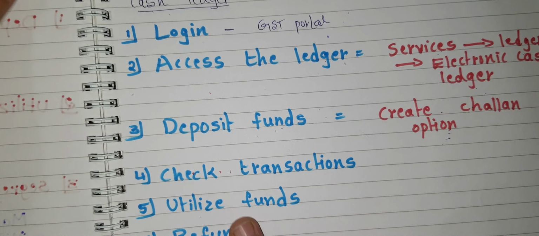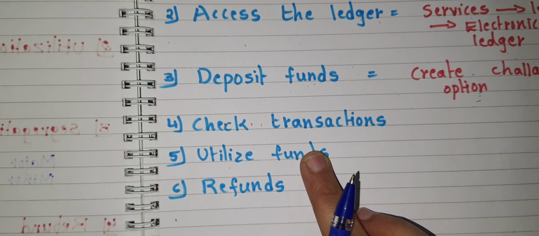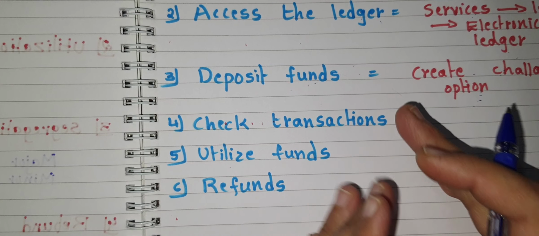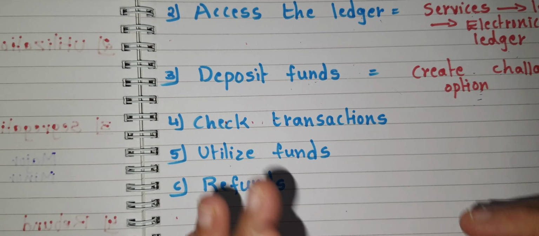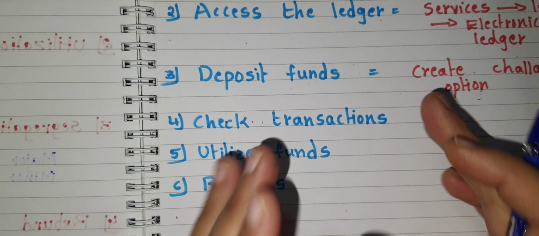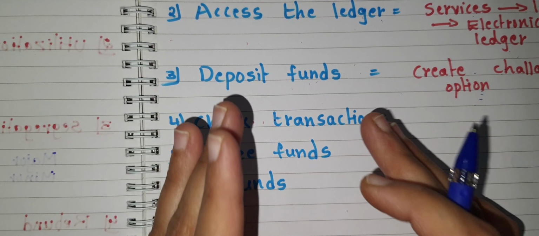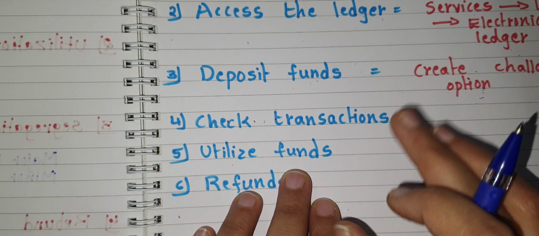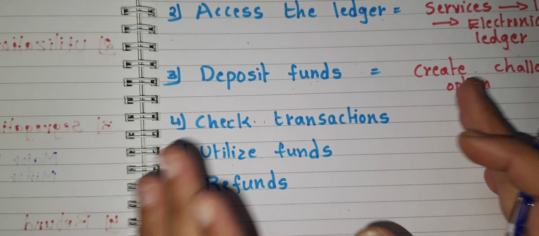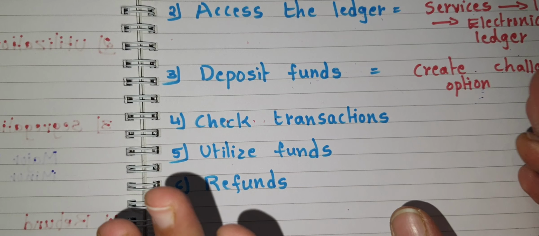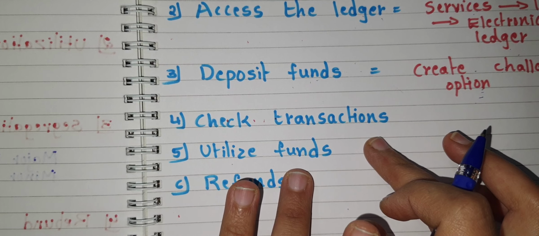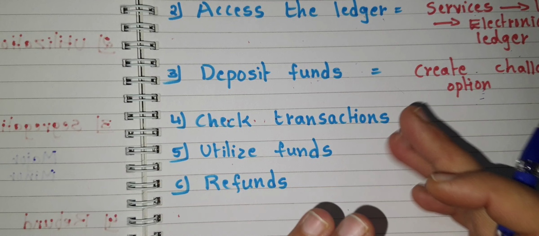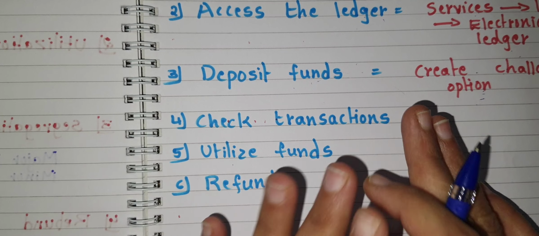After that, we have to check the transactions. View the credits and debits in your ledger to monitor the payments and utilization. Afterwards, utilize the funds. Use the balance to pay any pending tax liabilities or any other dues. And the last step is refund. If there is any excess balance, you can file for a refund subject to GST rules.